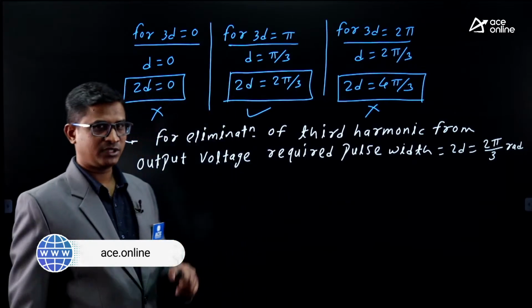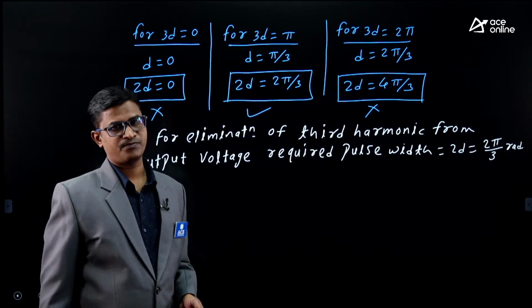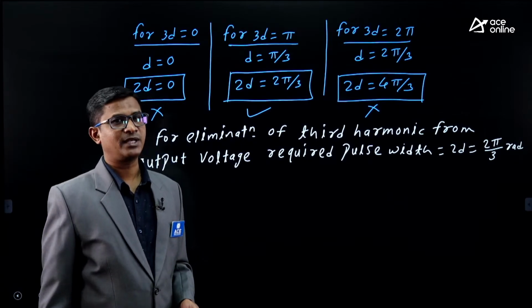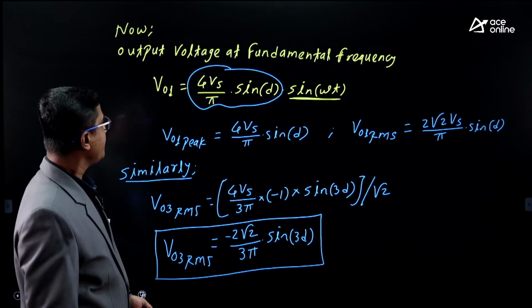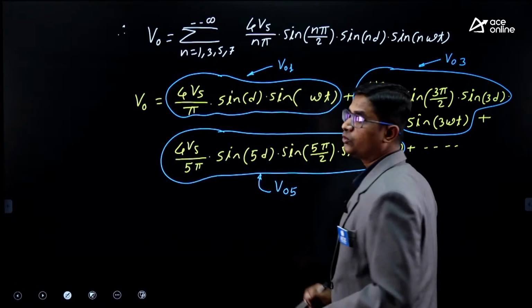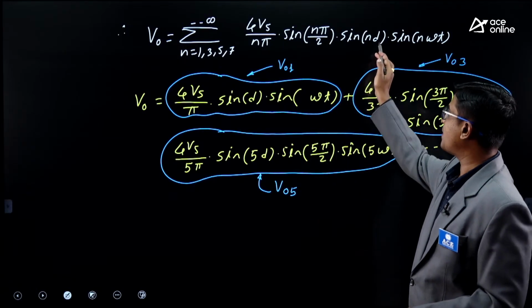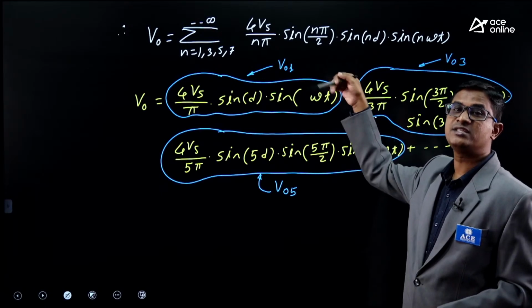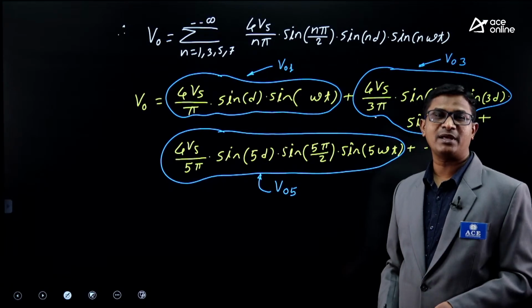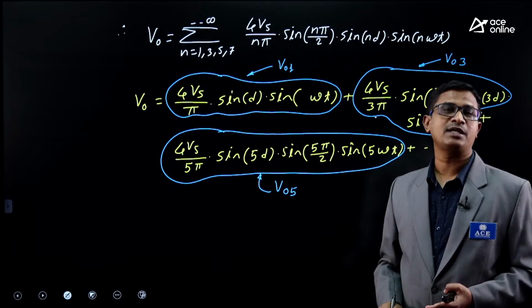Alright. One more thing. If your pulse width is 2 pi by 3, then not only your third harmonic, but all triple N harmonics will be absent. I am saying all triple N, because you can check: if pulse width 2D is 2 pi by 3, then D is pi by 3. If D is pi by 3, check for N is equal to 9. Sine of 9 into pi by 3 is sine 3 pi, which is 0. So the ninth harmonic is also absent.